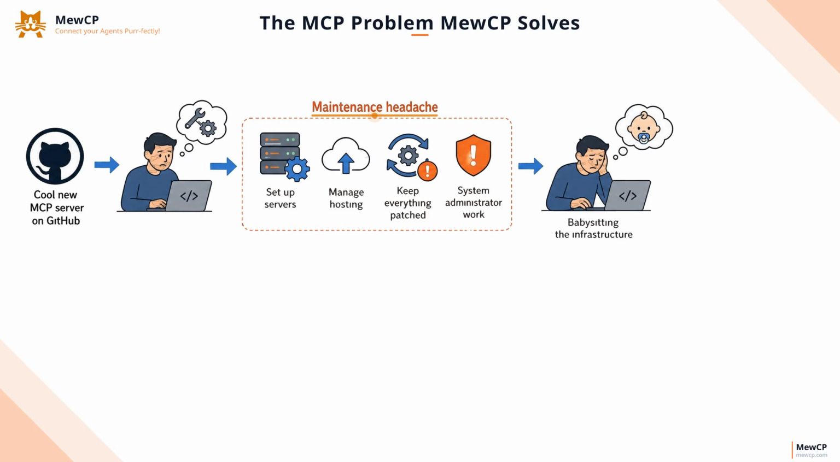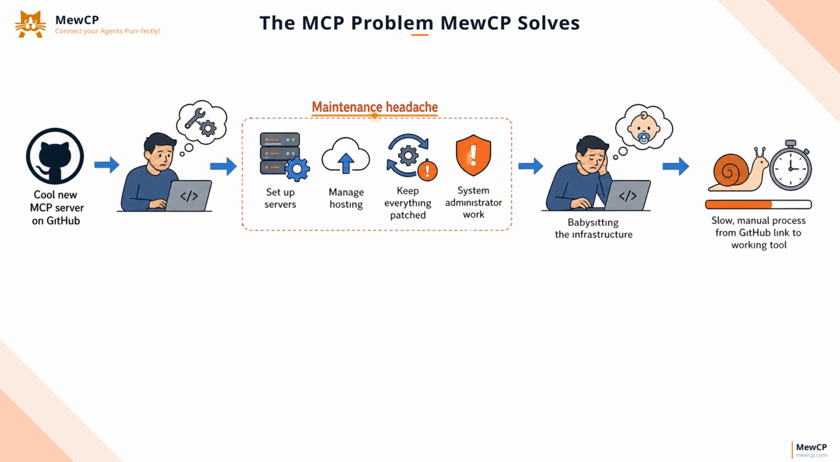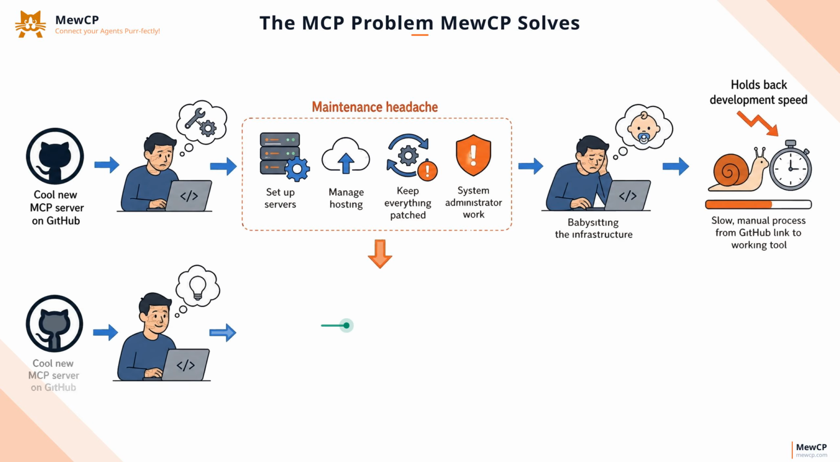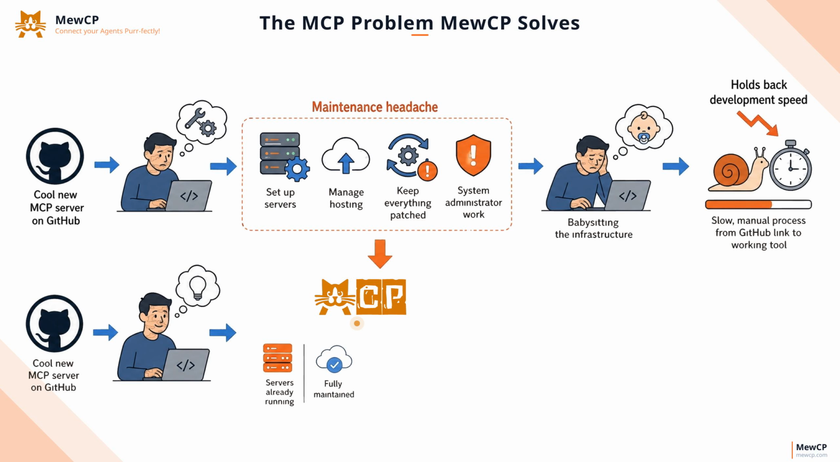Right now, moving from a GitHub link to a working tool is a slow, manual process that holds back your development speed. MewCP fixes this by turning MCP servers into managed services. You no longer have to worry about the server's lifecycle yourself. Instead, MewCP gives you a hosted gateway where the servers are already running and fully maintained. The homework of managing servers is gone.